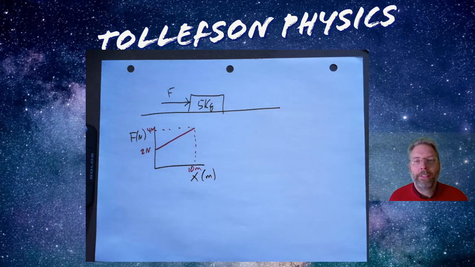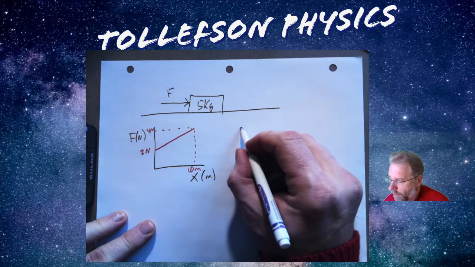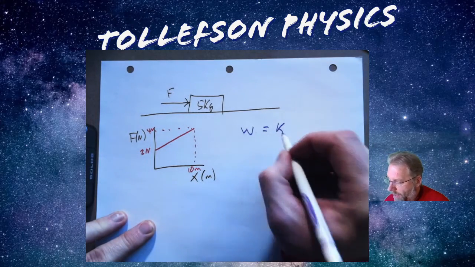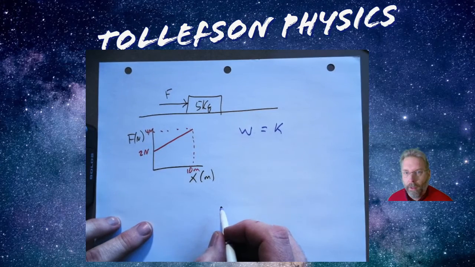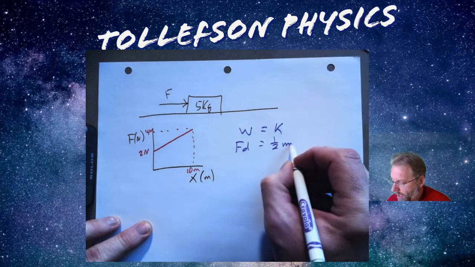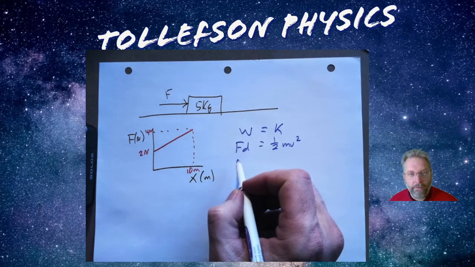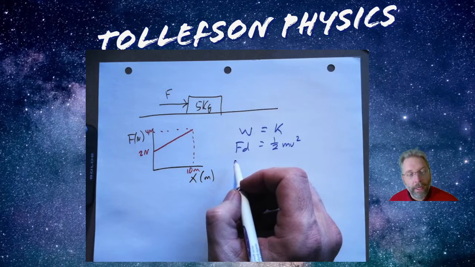I can still predict the speed of this block, but now I don't have simply force times distance, right? Just like before, work equals the kinetic energy in this case. And work is still force times the distance. That doesn't change, but the way I've written it here really means average force. But there's another way to look at that.